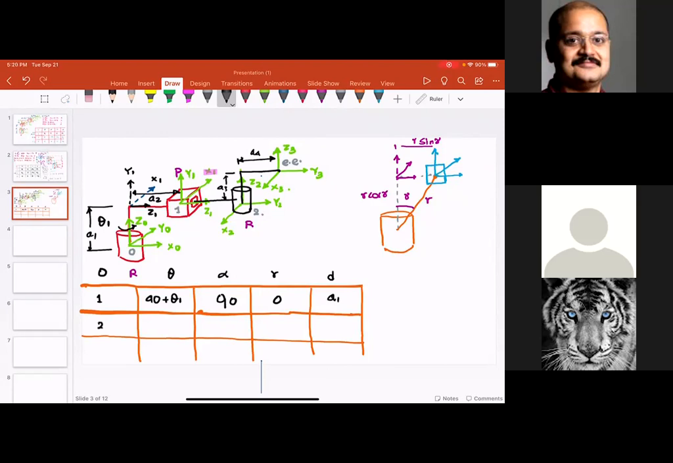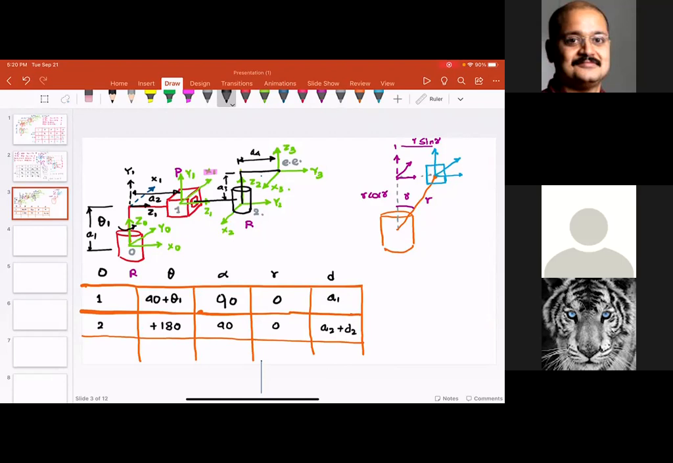Now for joint number 2, apply the 4 rules and you will get plus 180, 90, 0, A2 plus D2. I will give you a minute to check my mistakes. Did I make any mistake anywhere? Okay, joint 1. All right.